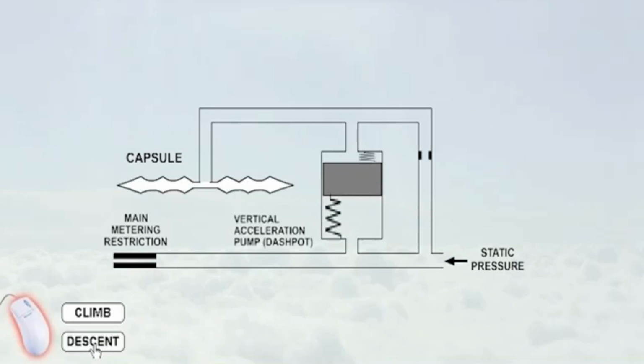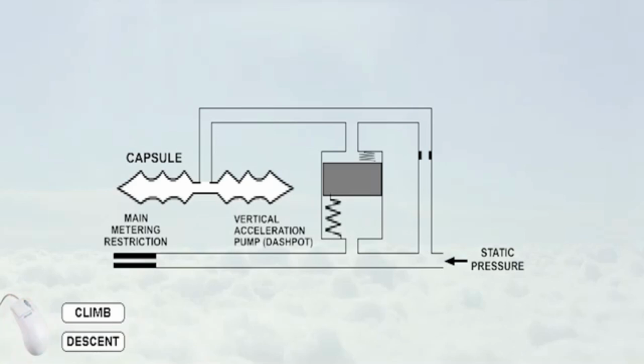The piston in the vertical acceleration pump immediately rises in the cylinder and increases the pressure in the capsule. The capsule expands and the pointer will give an instant indication of descent. If the vertical acceleration ceases, after a few seconds the piston will slowly descend to its original position. But by this time the correct differential pressure between the capsule and the case will have been set up, and the correct rate of descent will continue to be shown.